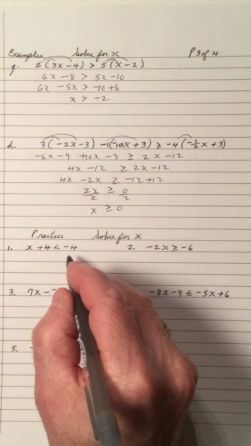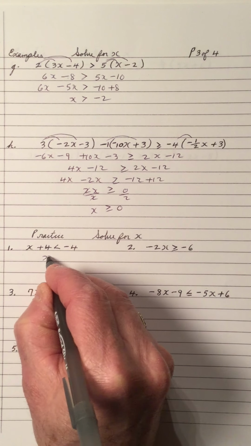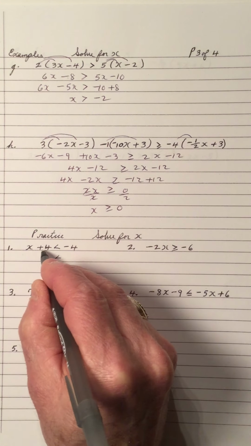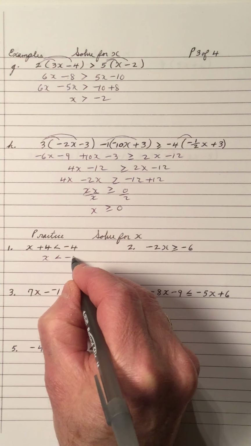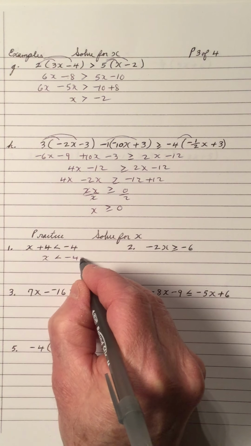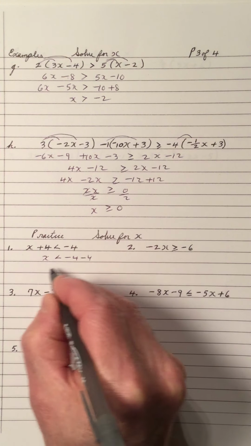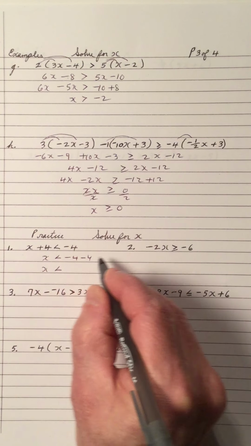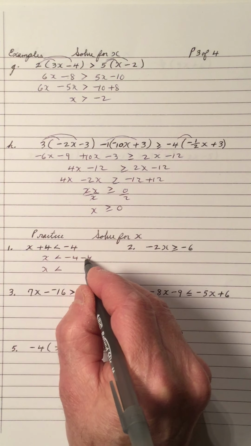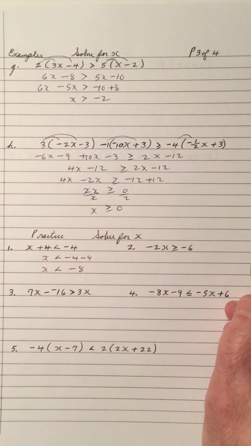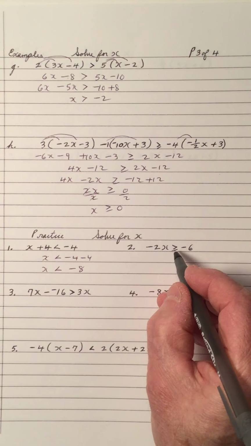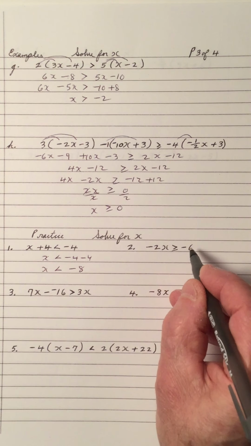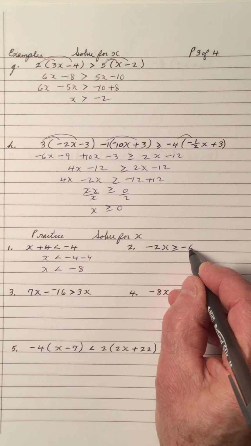Here we go. X is already on the left, so let it stay. Move the plus 4 over. So I got a minus 4 here. Plus 4 moved over to become a minus 4. So x is less than. Negative 4 subtract 4 is negative 8. That one's done. And x's are on the left. Great. Numbers are on the right. Perfect.